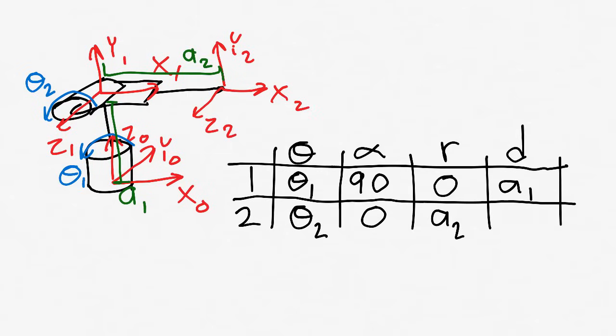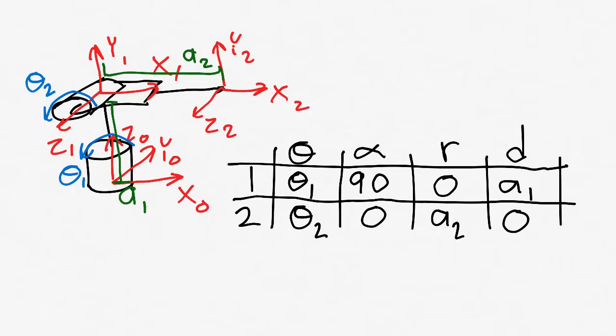Let's do d for the second row. Here, I want to think, what is the distance between the center of frame 1 and the center of frame 2 in the zn-1 direction, which here is z1. In the z1 direction, these two centers of the frames are lined up exactly. So d2, that is d in the second row, is 0.